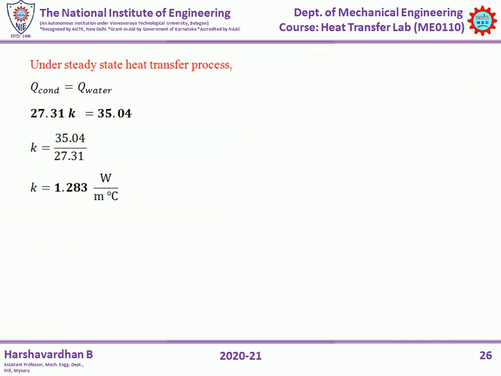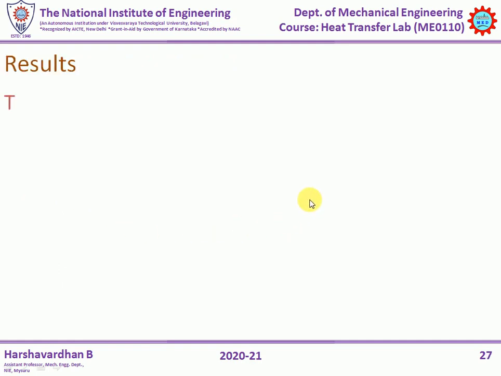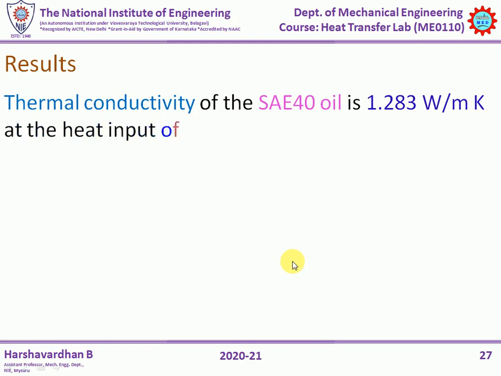Therefore, under steady state condition, the heat conducted through the stationary liquid should be equal to the heat carried away by the water. When we substitute the heat conducted through the stationary liquid as 27.31 into K and the heat carried away by the water as 35.04, we get the thermal conductivity of the stationary liquid as 1.283 watt per meter degree centigrade. So we can write the result as: thermal conductivity of the SI 40 oil is 1.283 watt per meter Kelvin at the heat input of 60 watts.